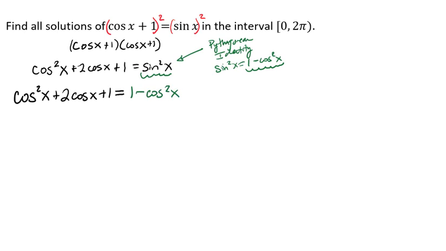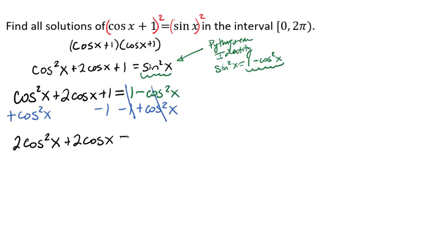Now we want to get everything to the same side. So we're going to add cosine squared of x to each side, and we're also going to subtract the 1 so we can get rid of those pieces. That's going to leave us with 2 times cosine squared of x plus 2 times cosine of x equals 0. Now from here, we can see that both terms have a 2 times cosine of x, and so we're going to factor that out. So 2 cosine x, and that leaves us with cosine of x plus 1 equals 0.